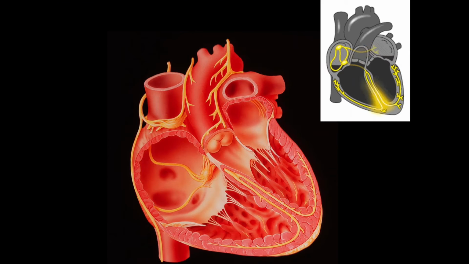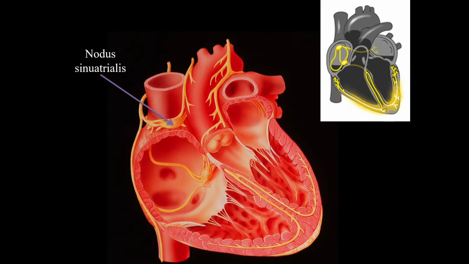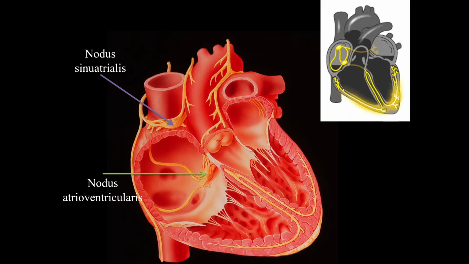The centers of the cardiac conduction system are two nodes: the sinoatrial node, Keith-Flack node, nodus sinuatrialis, located in the wall of the right atrium between the opening of the superior vena cava and the right auricle, giving branches to the atrial myocardium. The atrioventricular node, nodus atrioventricularis, lies in the thickness of the lower part of the interatrial septum.